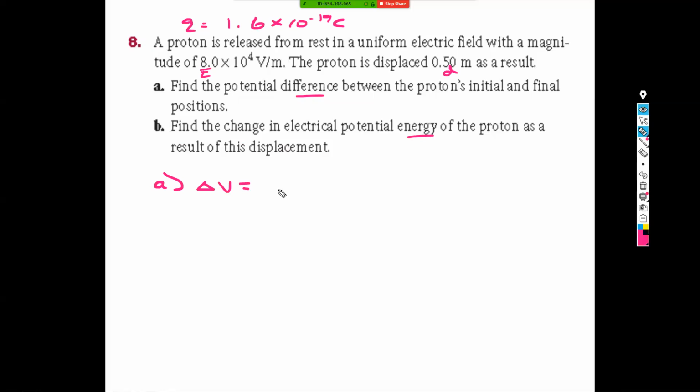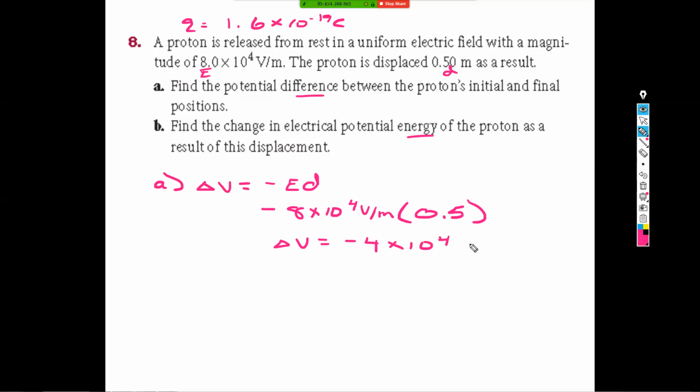So for the potential difference, the formula we should probably use is negative ED, because I have the electric field and the distance. There's my electric field, 8 times 10 to the 4th. And the displacement is 0.5. So you get negative 4 times 10 to the 4th volts. And remember, that is the amount of joules per coulomb that you have available.